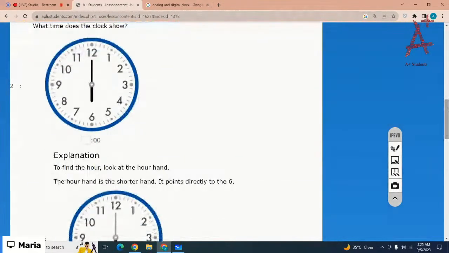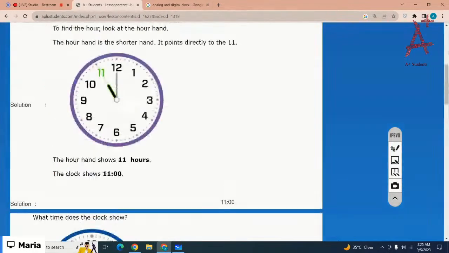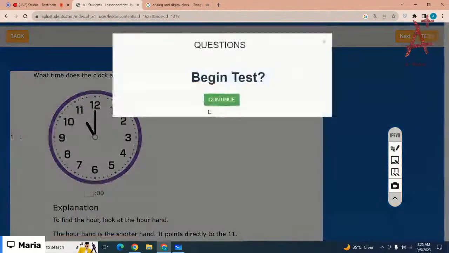What time does the clock show? The next one is. To find the hour, just look at the hour hand, right? The hour hand points to 6. That means that is exactly 6 hours and 0 minutes. Let's just start with the practice questions.